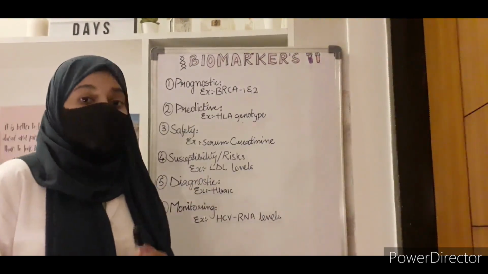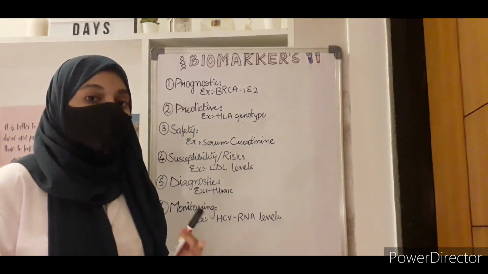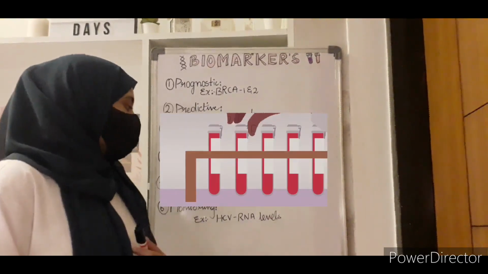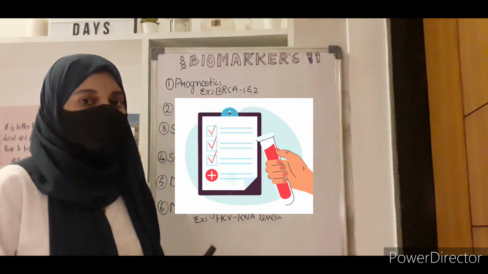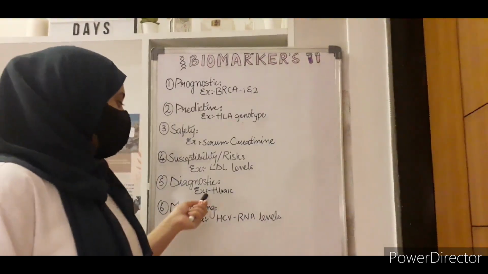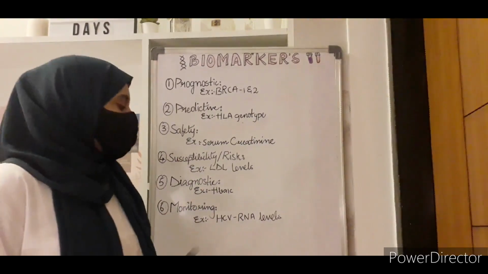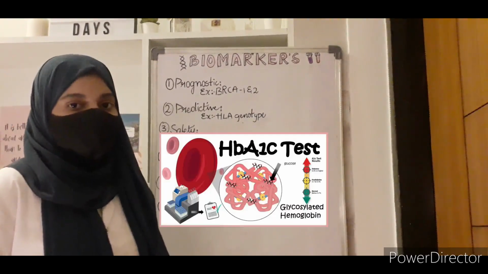The next biomarker is diagnostic biomarker. This biomarker indicates or confirms the presence of a disease in an individual, or it is also used to evaluate the subtype of a disease which can be present in an individual. And its example is HbA1c, which is a biomarker for type 2 diabetes mellitus.